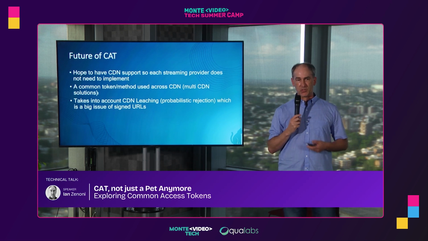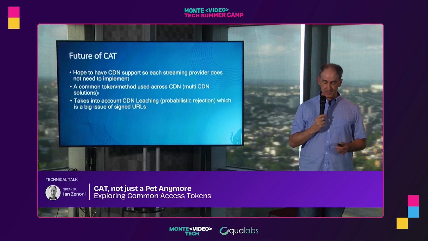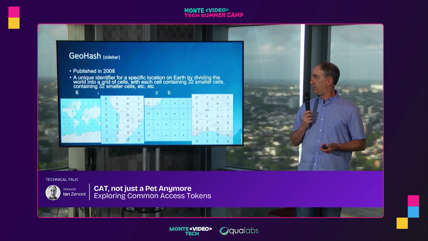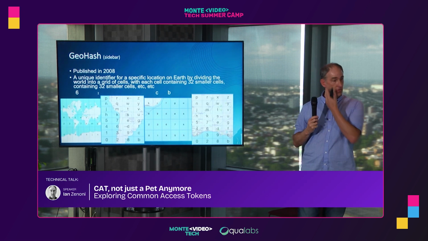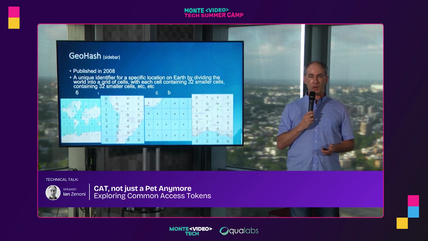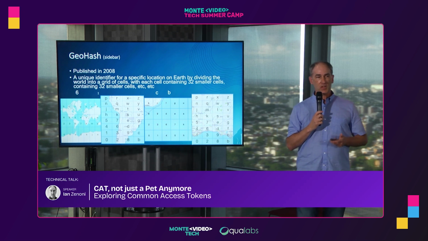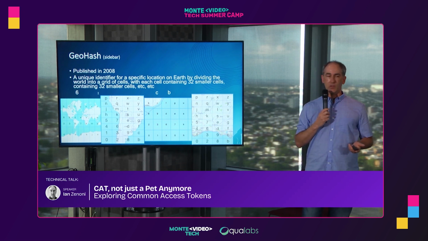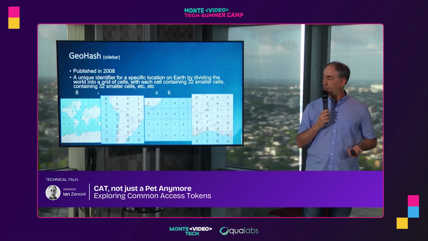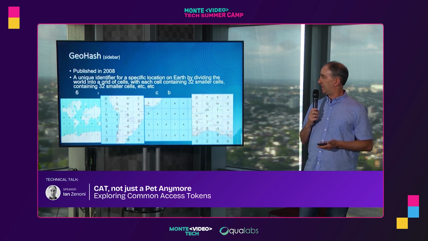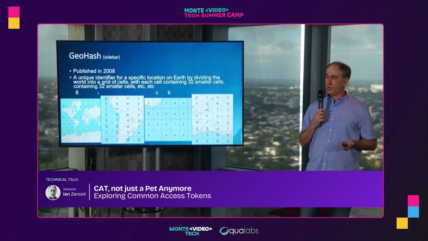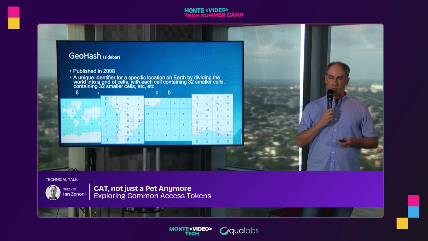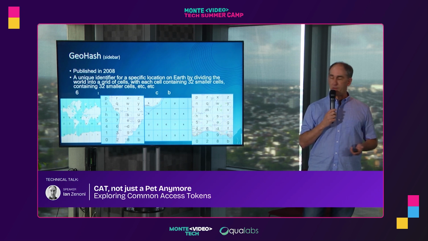The one thing when I was going through the CAT stuff was they had support for geohashes, and I had not seen or heard of geohashes before, but I thought it was a really interesting kind of concept for defining geographic locations on the planet Earth itself. And what it is, it was published in 2008. It's sort of open sourced. It's not patent or anything like that.